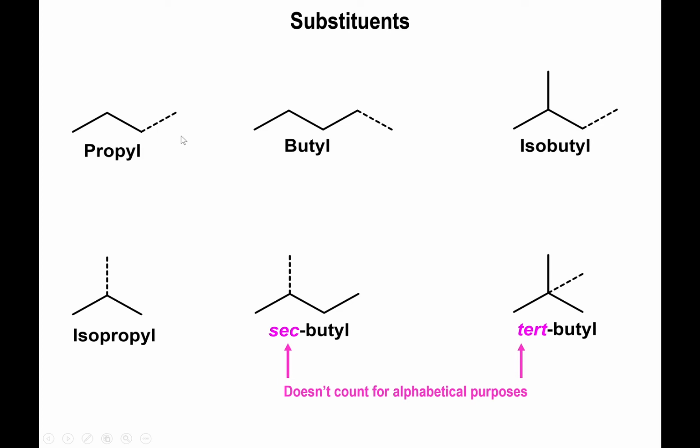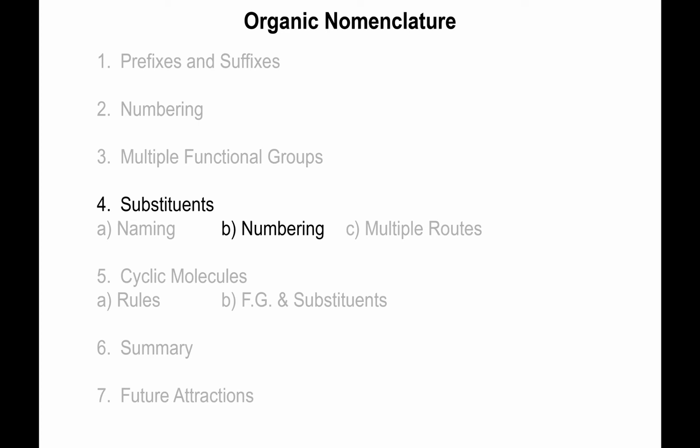Okay, so with all these types of substituents, I think we have a good ground to address most situations in terms of organic molecules that have substituents in them. So let's take a look at a few examples and let's try to figure out the numbering for them.